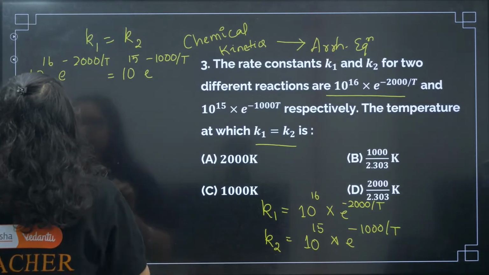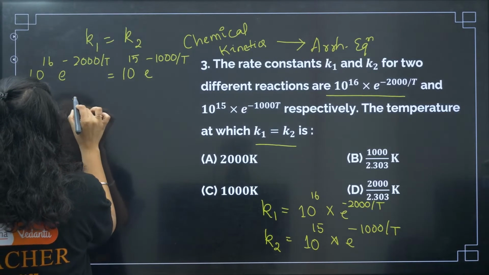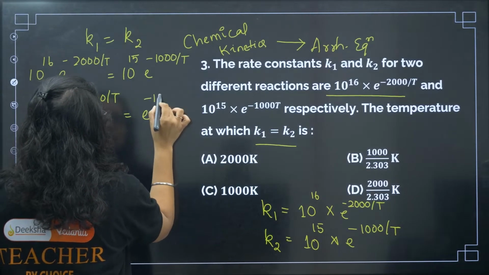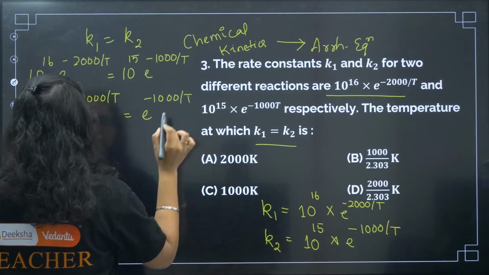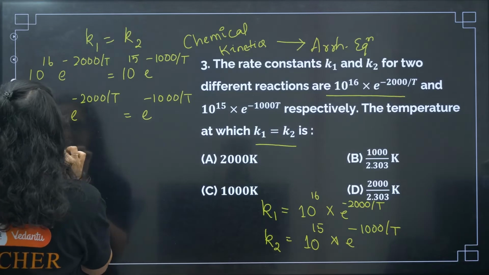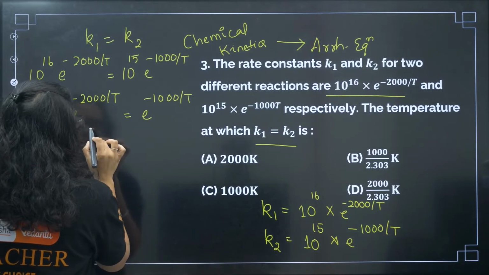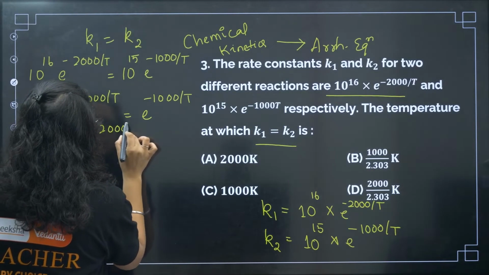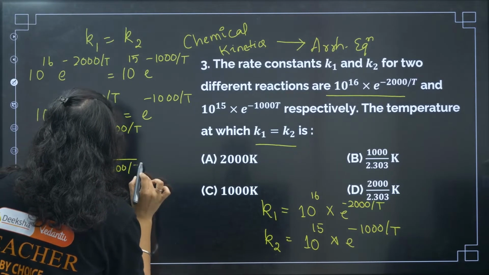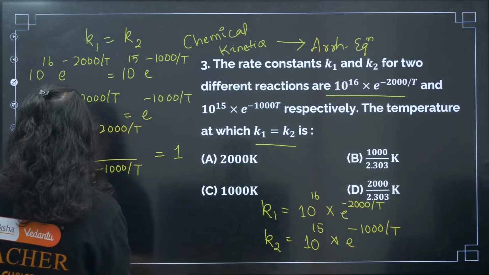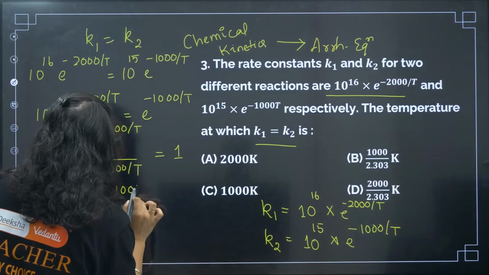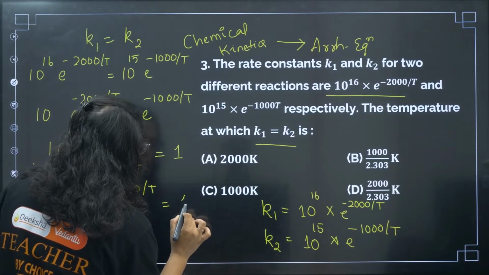So now if I divide this one on this side, I'll get 10 into e to the power of minus 1000 by T is equal to e to the power of minus 2000 by T and e to the power of minus 1000 by T. Now let us take this one to this side, so I'll get 10 into e to the power of minus 2000 by T divided by e to the power of minus 1000 by T is equal to 1. Now let us solve here again. So we'll get 10 into e to the power of minus 1000 by T is equal to 1.